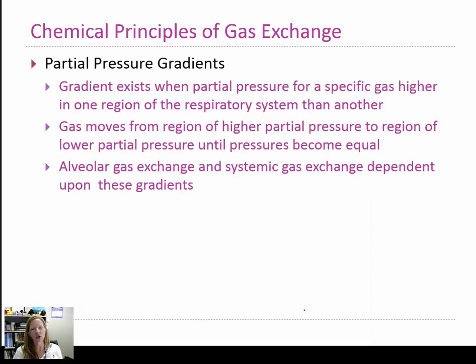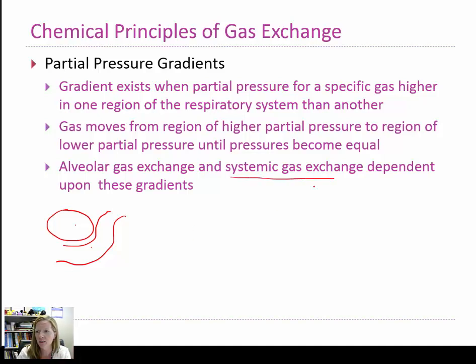The reason why we want to talk about partial pressure gradients, or partial pressures in general, is because we're going to be looking at two different areas. Alveolar gas exchange is going to be looking at how gas goes from the alveoli into the bloodstream. There's going to be a gradient because there are two areas. So we're going to talk about how oxygen and carbon dioxide separately are going to go down their pressure gradient, from a high pressure to a low pressure.